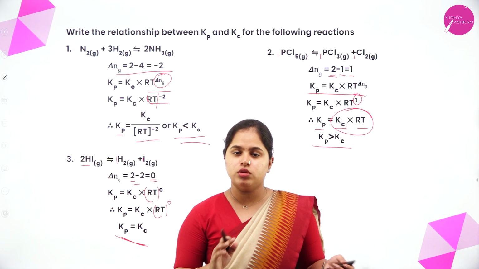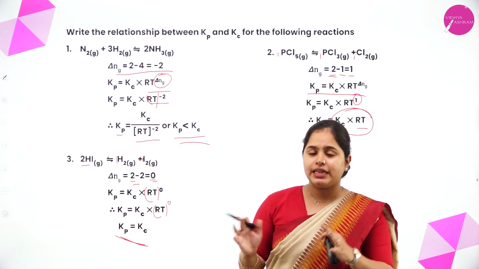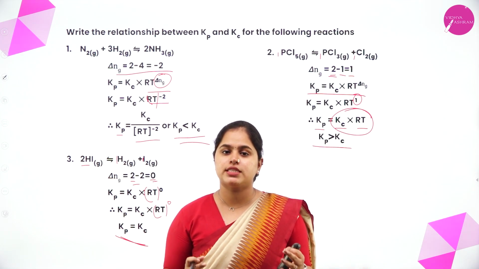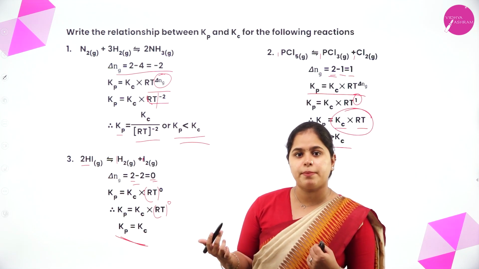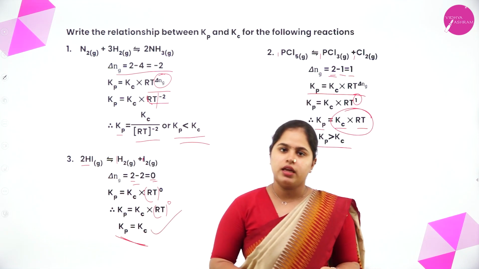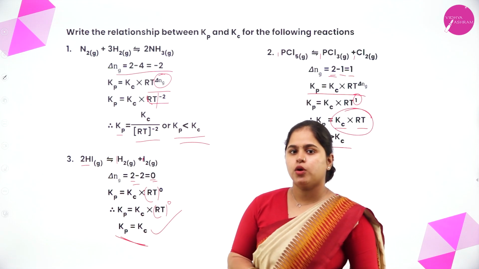So when the delta Ng value, the difference in number of moles of products and reactants, is equal to 0, what happens? Kp and Kc will be equal. Right. So I hope it is clear.